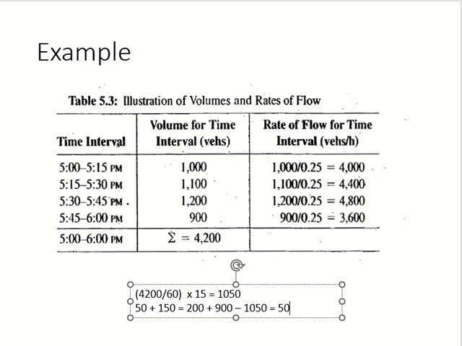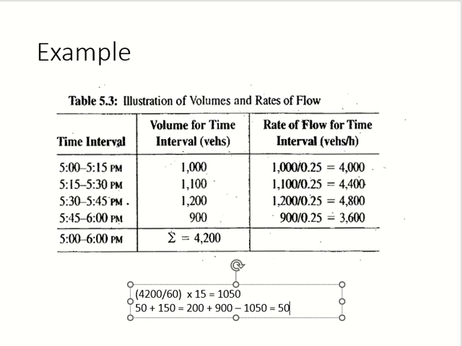4,200. But you got how much? Out of 4,200, 50 did not pass, right? 4,150. So you allowed 4,150 vehicles, not 4,200 vehicles. This happened because of what? Because of this 1,050, right? Your 15-minute capacity was 1,050. Okay. This 1,050 should have given you how much? 4,200. But it didn't. Why not?